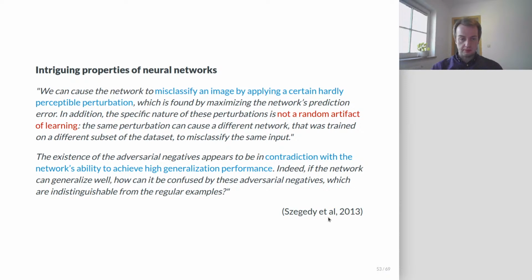They say then that the existence of these so-called adversarial negatives appears to be in contradiction with the network's ability to achieve high generalization performance. Indeed, if the network can generalize well, how can it be confused by these adversarial negatives, which are indistinguishable from the regular examples?